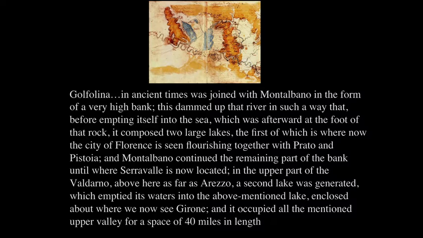And Montalbano continued the remaining part of the bank until where Serravalle is now located. In the upper part of the Valdarno above, as far as Arezzo, a second lake was generated, which emptied its waters into the above-mentioned lake, enclosed about where we now see Girone, and it occupied all the mentioned upper valley for a space of 40 miles in length.